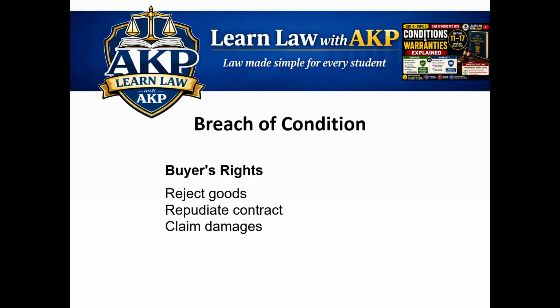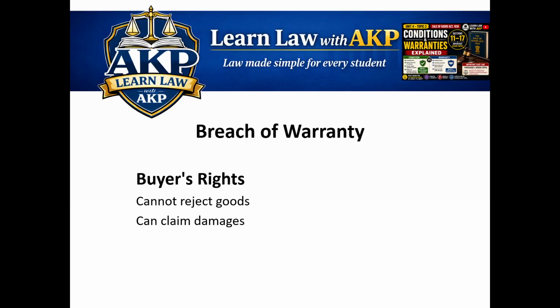Now, when a condition is breached, the buyer receives strong legal remedies. The buyer may reject the goods, treat the contract as terminated, and claim damages suffered due to the breach. This is because the fundamental purpose of the agreement has failed. In breach of warranty, the buyer has limited remedies. The buyer must generally accept the goods. However, the buyer may claim compensation for the loss caused by the breach. This reflects the less important nature of the warranty.